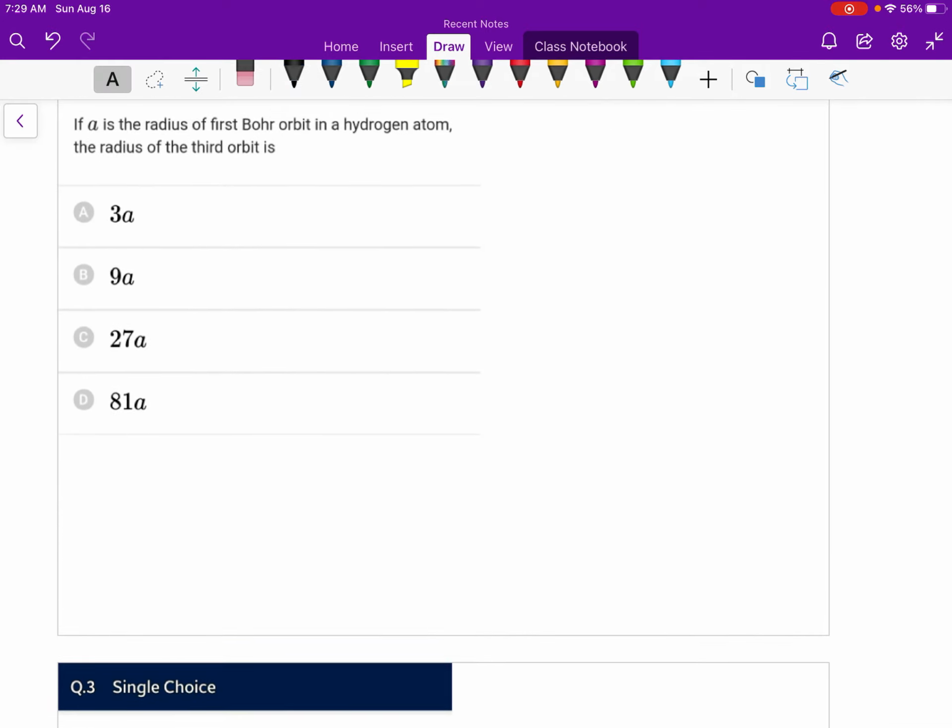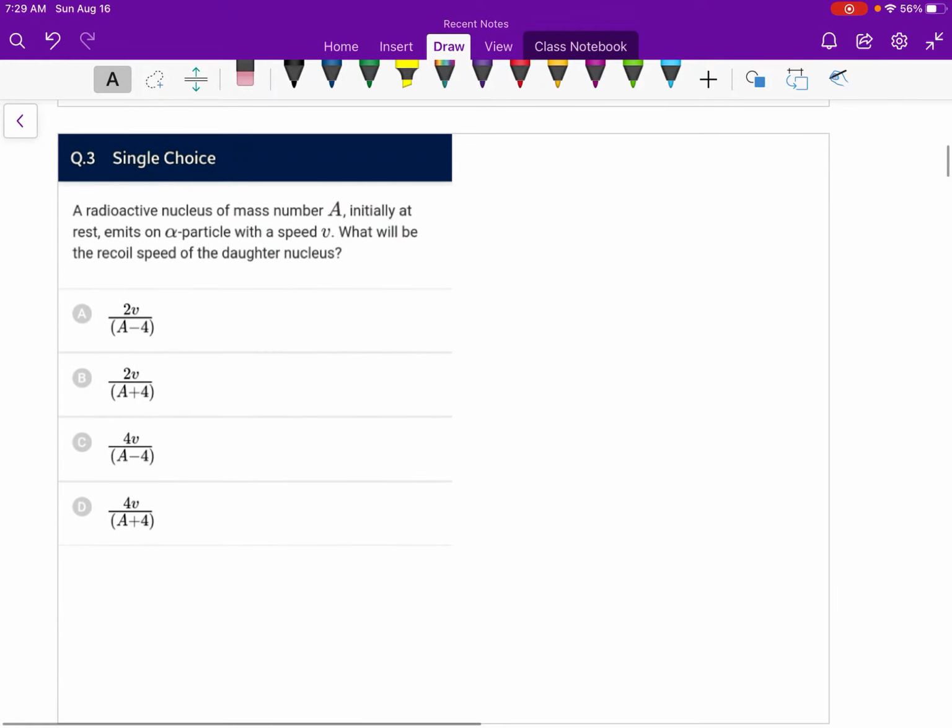If a is the radius of first Bohr orbit, then the radius of the third orbit? So radius of nth orbit is proportional to n square. So r of third orbit is 9a. So B is the correct option.